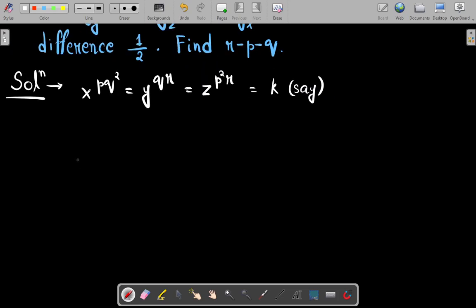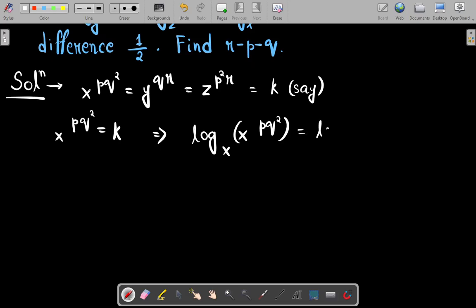So from here we are given that x raised to the power pq square is equal to k, right? So if we take log on both sides, okay, with base say x, then log of x raised to the power pq square to the base x will be equal to log k base x, right? So from here, this pq square will come to the front and this will become log x base x, right? So this implies that pq square is equal to log k base x.